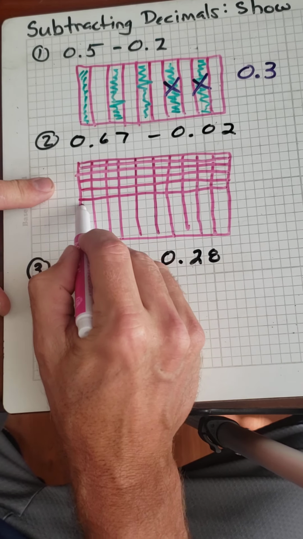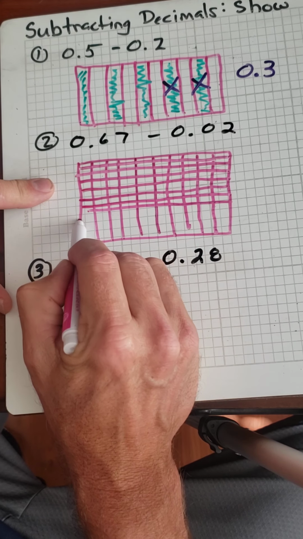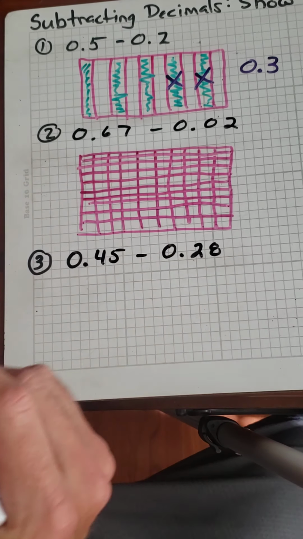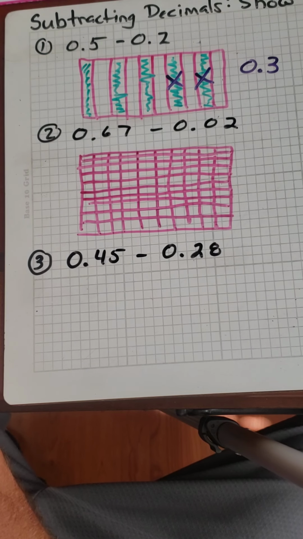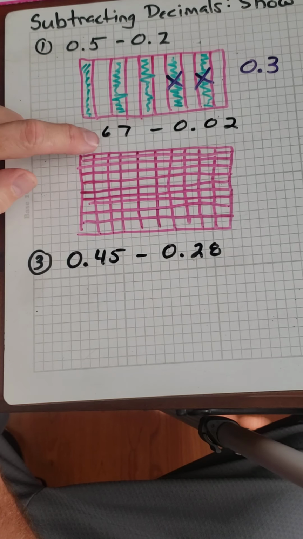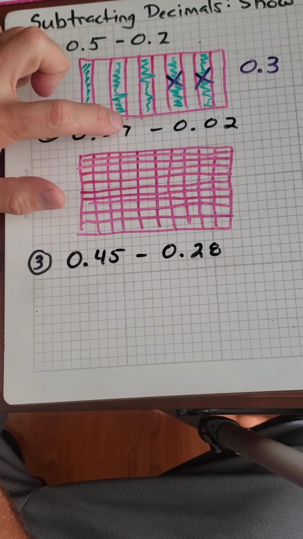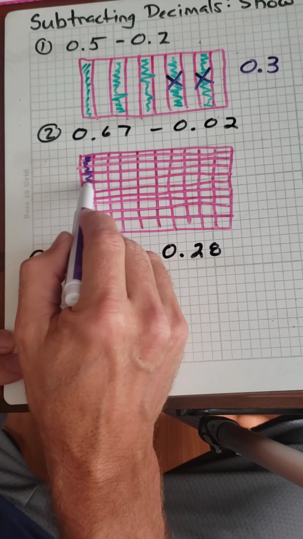And then on this side, there's 1, 2, 3, and 4. Okay. So now what I'm going to do is I'm going to start with what I have. So I have 6/10 and 7/100. So that means I can shade like this.